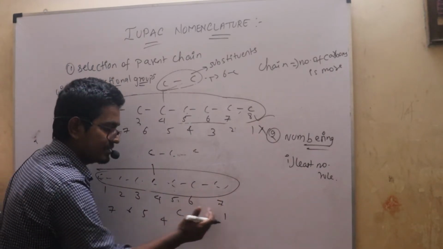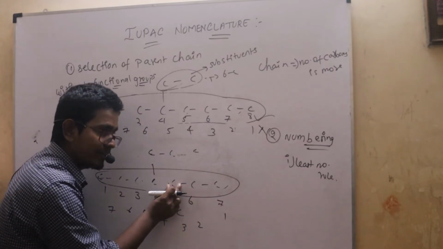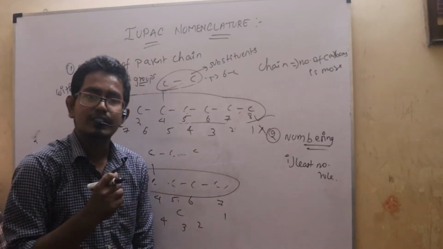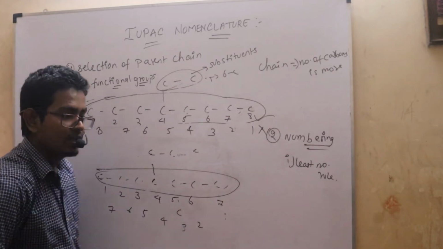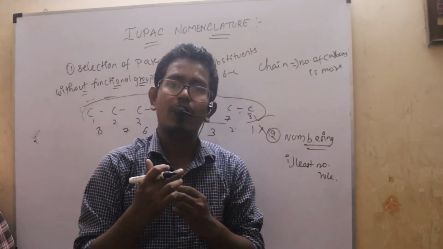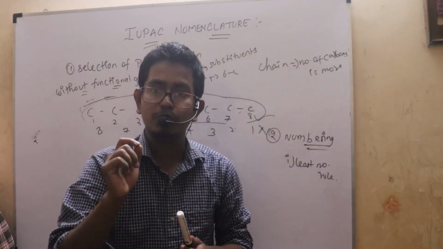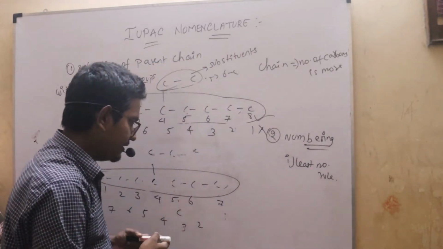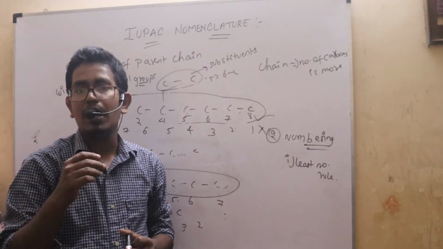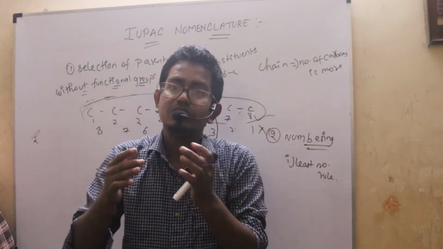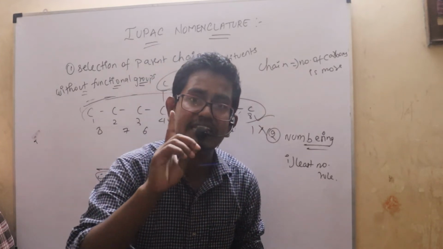But whenever I am coming from this side, I am getting my first substituent at the 3rd carbon. You can see here 1, 2, 3. At the 3rd carbon, I am getting my first substituent. So, if 2 or more substituents are there, without a functional group, I am talking about the rules. Without a functional group, whenever there are more substituents, we have to give the numbering in such a way that our first substituent gets the least number.